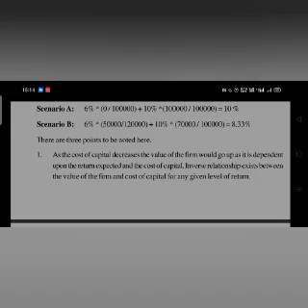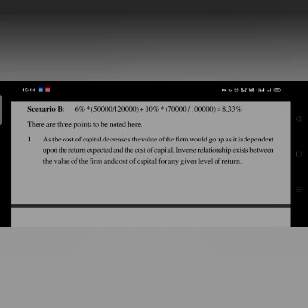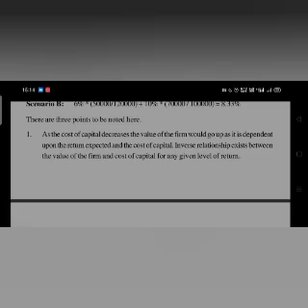There are 3 points to be noted here. As the cost of capital decreases, the value of the firm would go up, as it is dependent upon the return expected and the cost of capital. An inverse relationship exists between the value of the firm and the cost of capital for any given level of return.